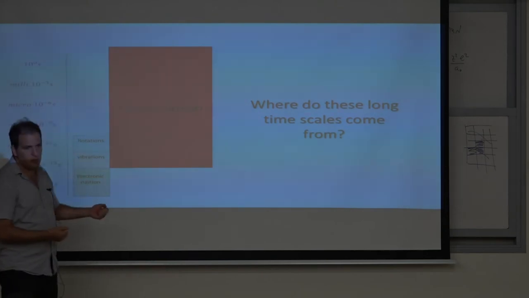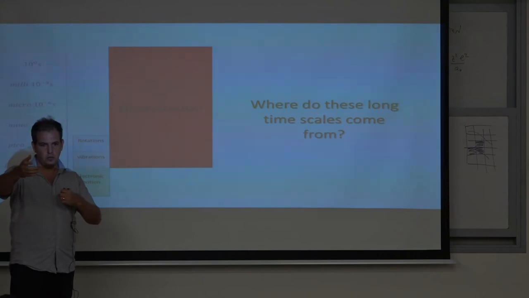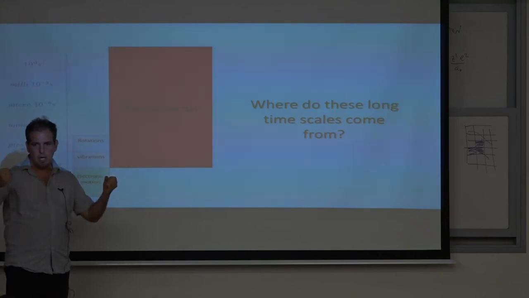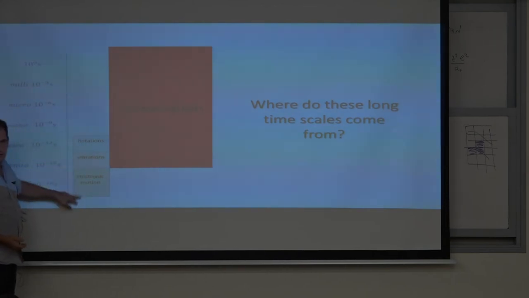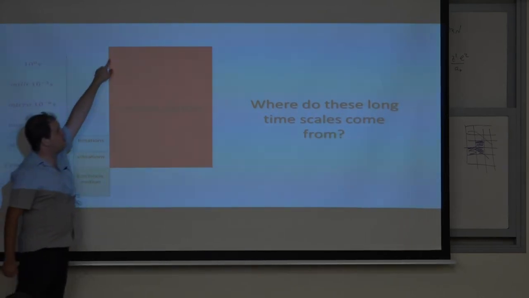So here's something that the molecule does. It emits an electron or breaks apart. And the first guess would be that it would be one of these timescales. So emitting an electron, you would expect it to be on the timescale of electronic motion. But it's much, much slower than that.